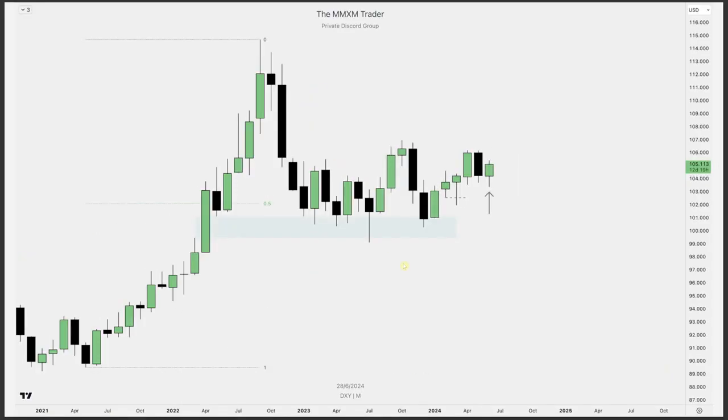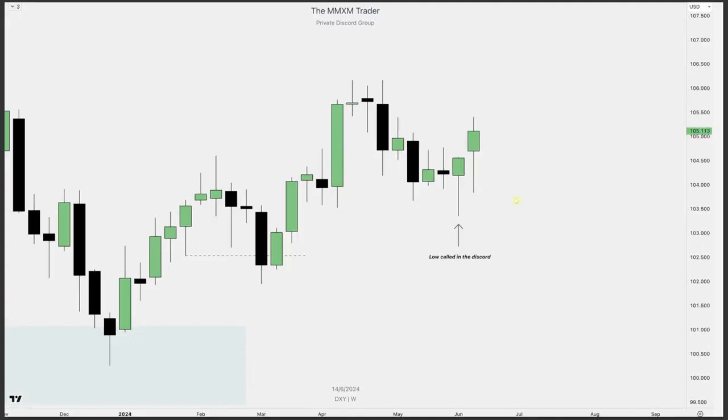So now that we have established our premium and discount level, we can see this fair value gap over here, this monthly fair value gap, and we can see price dips into it multiple times, but still respecting it with the bodies, and we can see it trades away from here after this swing low has been formed. Now we're going to be focusing on this candle, and this is actually the low of the week we've called in our Discord group. So we're going to be breaking down why is this the low.